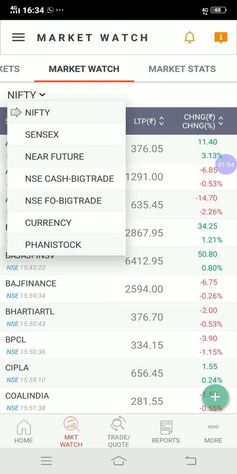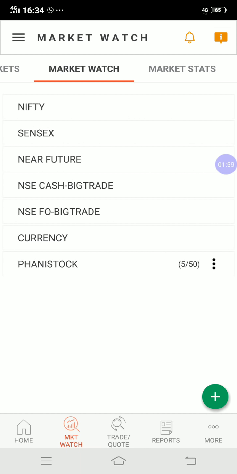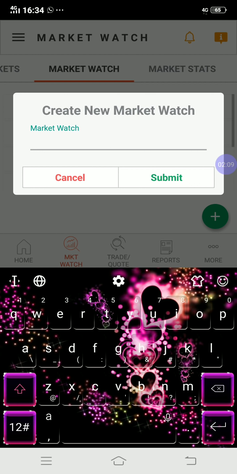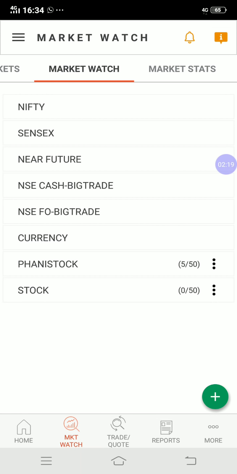And this is the place where you can create your own folder to watch your stocks. It is very easy. Just click on the plus symbol, name it something like stock, and submit it. What happens is a new folder called stock is created. Now you can add 50 scripts in this.